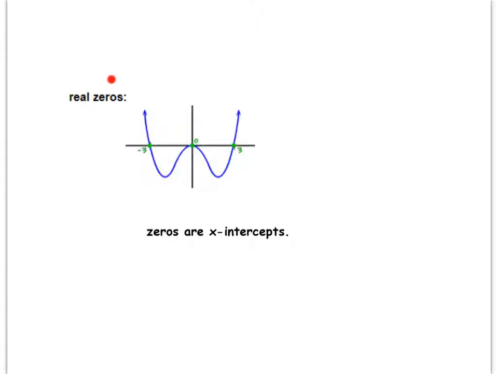Polynomials have real zeros. Recall that zeros are x-intercepts. For this example, this is a polynomial that has 3 x-intercepts, or 3 zeros: one at -3, one at 0, and another at +3.